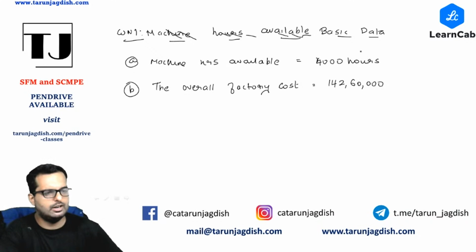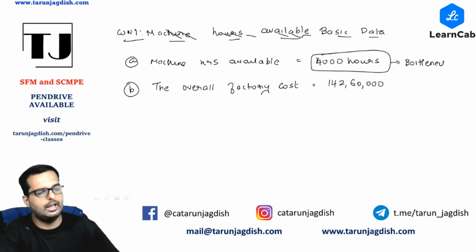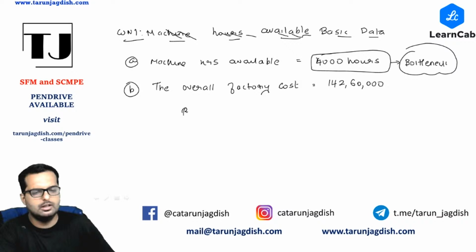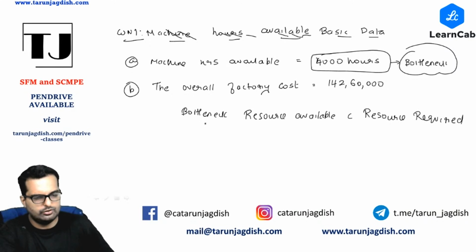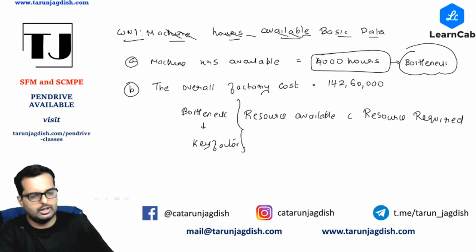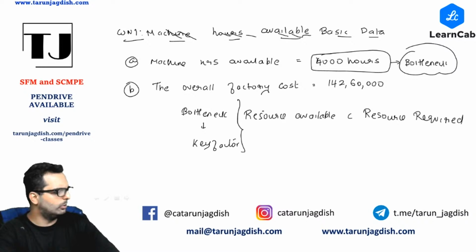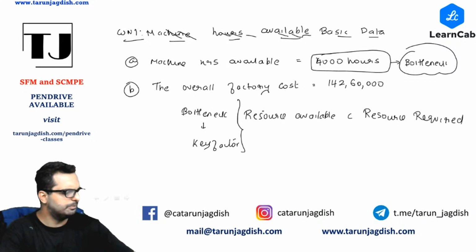From this we have understood hours being available only 4,000 means hours is what we will call the bottleneck. Bottleneck is basically nothing but resources available is less than the resources required. Same thing in marginal costing, you call it the key factor. In throughput accounting, you call it a bottleneck. Can you quickly write down this so I can go to the next page now?